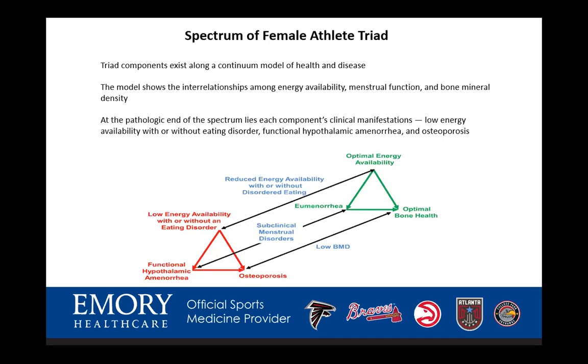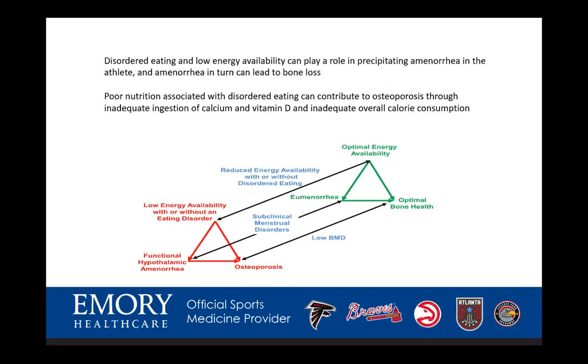This schematic also shows not only the spectrum from optimal health to disease state, but also the interrelatedness of low energy availability specifically affecting hormonal health, and the concept of low energy availability specifically affecting bone health as well. So we see that poor nutrition is associated with low energy availability, and this can precipitate amenorrhea. And the amenorrhea can in turn lead to bone loss secondary to the low estrogen state.